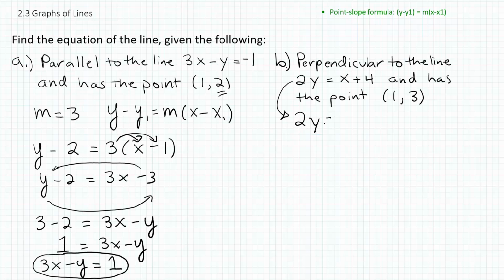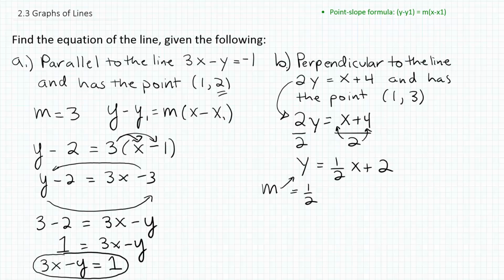So 2y is equal to x plus 4. To solve it for y, we just divide everything by 2 in the equation, right? So we'll end up having y is equal to 1/2 x plus 2, right? Because 2 goes into 4 2 times, and 2 goes into 1, basically 1/2 times, right? So y is equal to 1/2 x plus 2. Now, that means the slope for this original line here was 1/2. But for our line, we need to take that slope, turn it upside down, and make it negative. So we're going to make it -2 over 1, or just -2. So this is our slope.